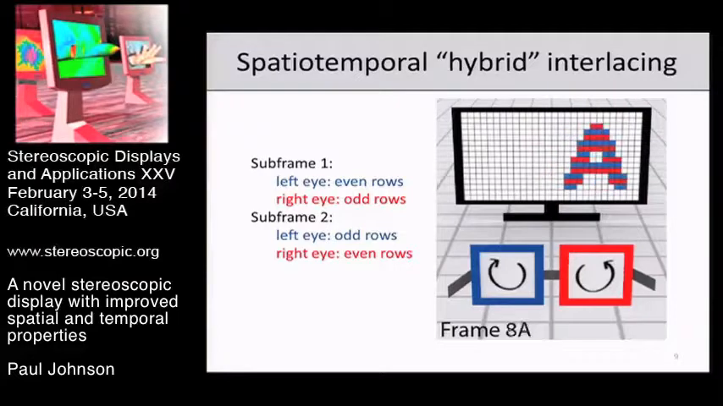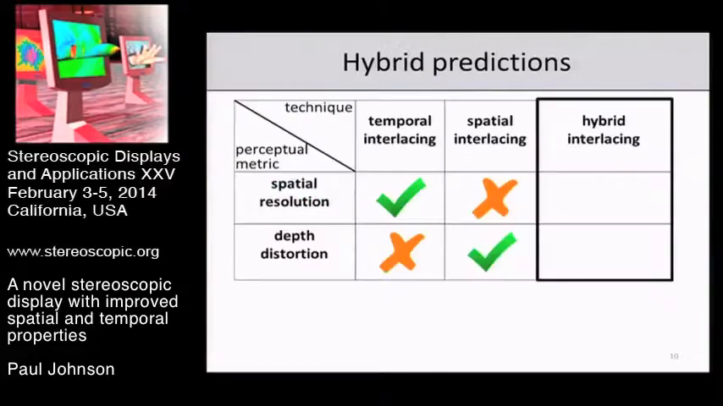It's sort of what it sounds like: spatial interlacing where the rows that get sent to each eye switch at every frame. So at one subframe, the left eye gets the even rows and the right eye gets the odd rows, and then at the next frame, it switches. So the left eye gets the odd rows and the right eye gets the even rows. And though it may not be obvious that this has better properties than either temporal or spatial interlacing, hopefully I'll convince you that it does, or at least maintains the benefits of both while eliminating the drawbacks.